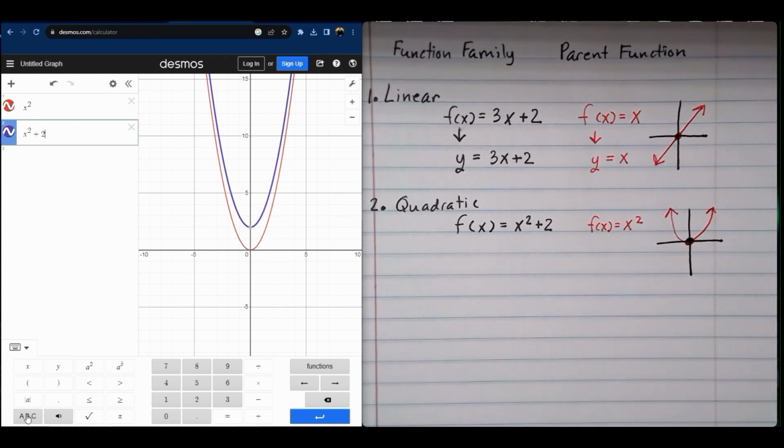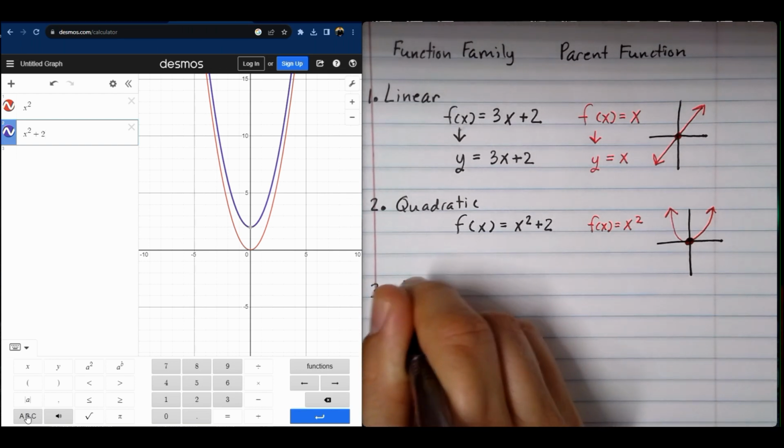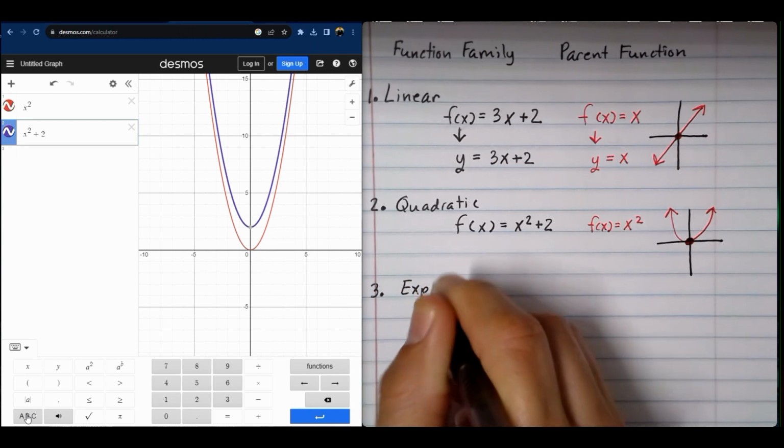Alright, and now we're going to move to our next one. So we got quadratic done, we got linear done, and now we're going to move to another one you're familiar with, which is exponential. So number 3 is going to be exponential. That would be the function family.